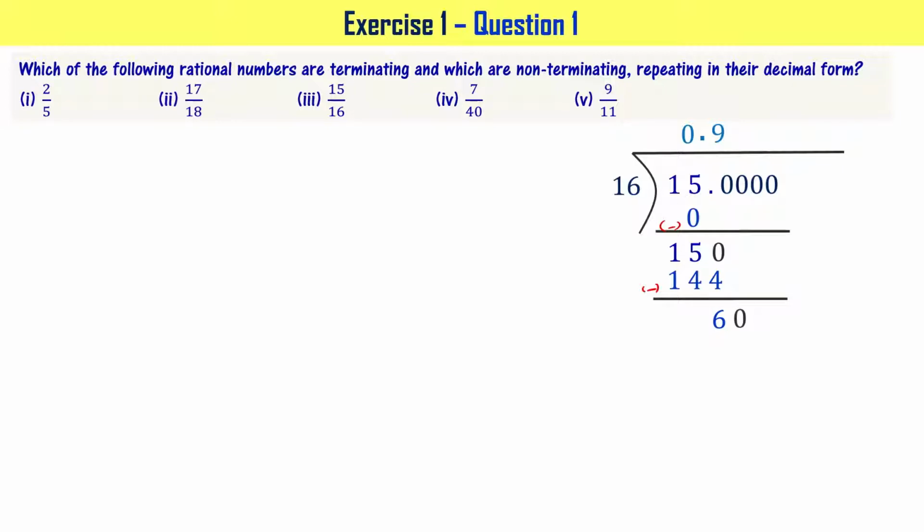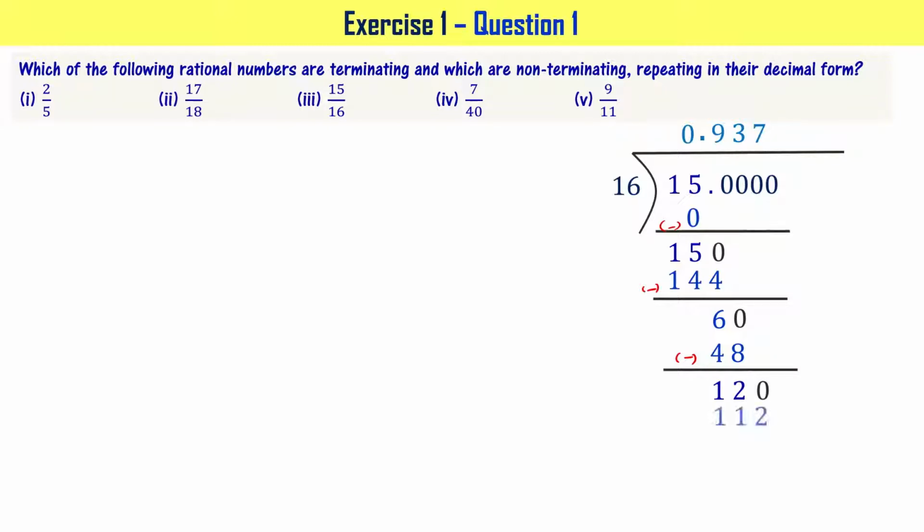So 6 becomes 60. 3 times 16 is 48, right? Now let me subtract 48 from 60. When I do that, answer I get is 12. Let me bring another 0 down so that 12 becomes 120.